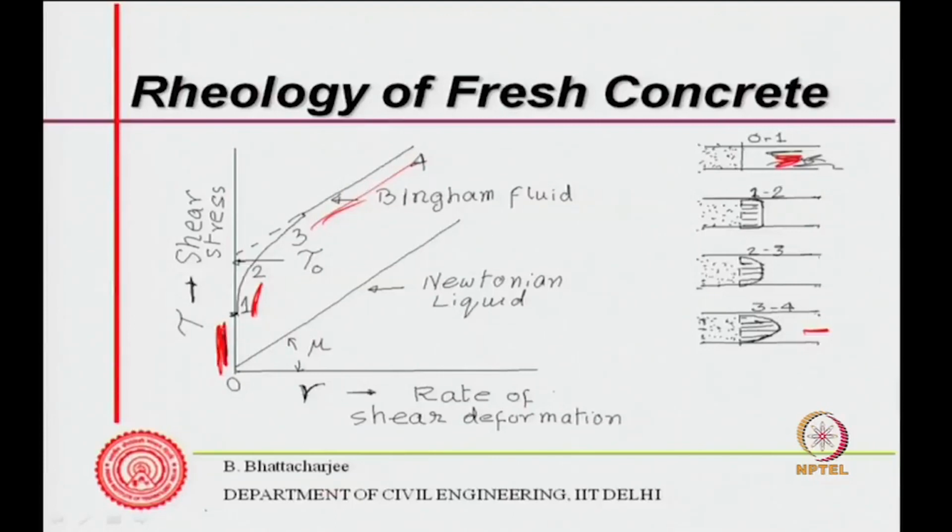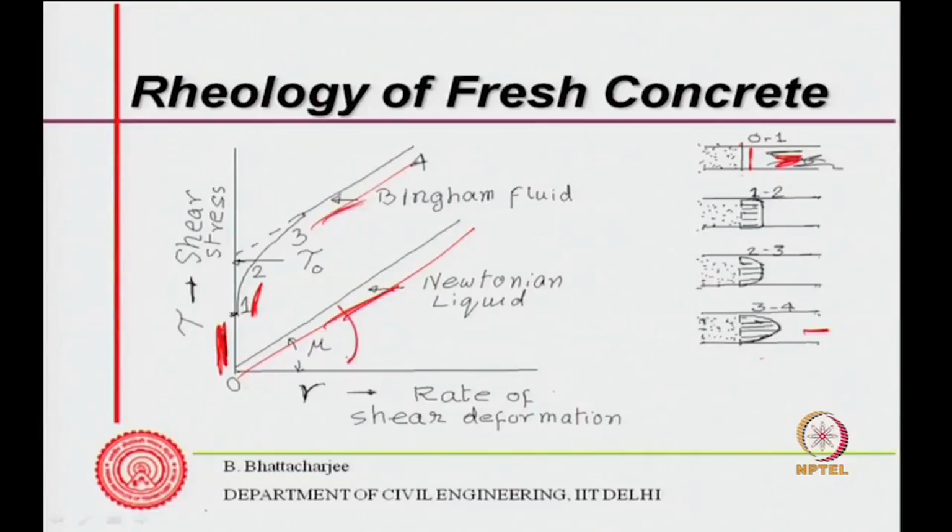In a solid there is no velocity profile; the velocity is constant along this direction, the same everywhere. Here the velocity increases, but then again it is constant, and from 3 to 4, for a pure liquid, the velocity profile is parabolic. So this is a Newtonian liquid, for which the 3 to 4 behavior holds right from the beginning.